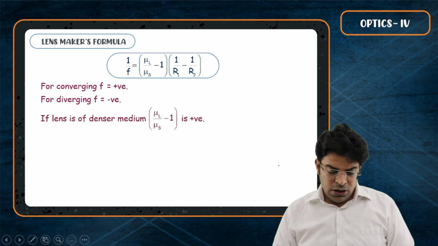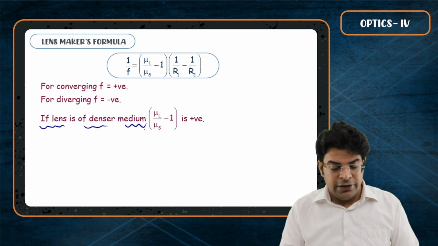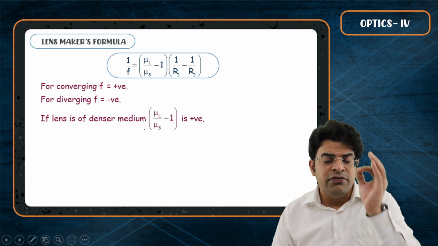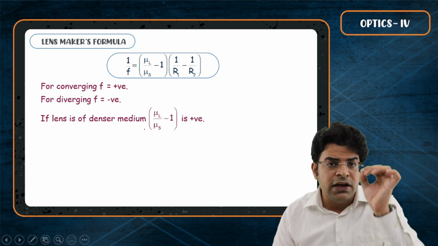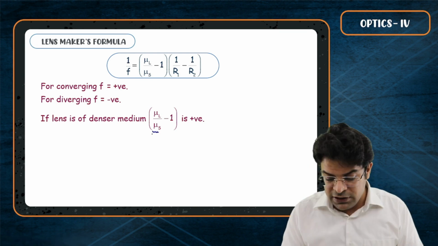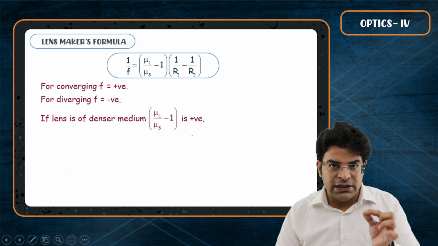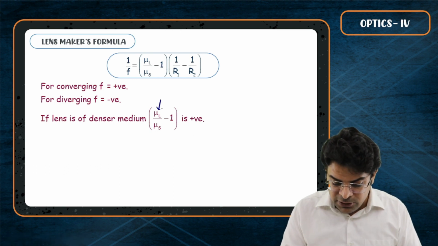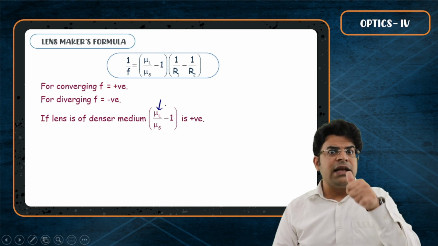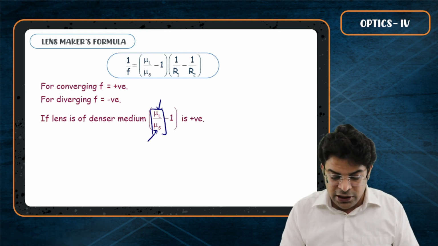Now, kids, you need to understand that if the lens is of denser medium, it means that if the refractive index of the lens material is greater than the refractive index of the surrounding medium, then mu L by mu S minus 1 is positive. I am saying that if the refractive index of the lens material is greater than the refractive index of the surrounding material, then this ratio will be greater than 1.